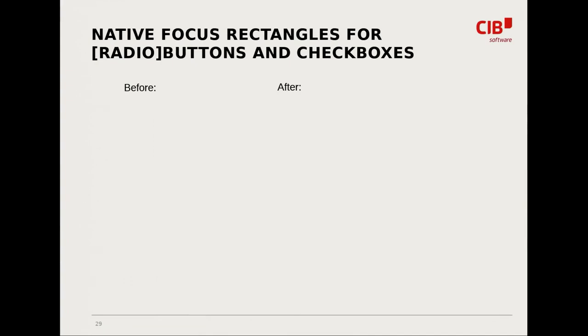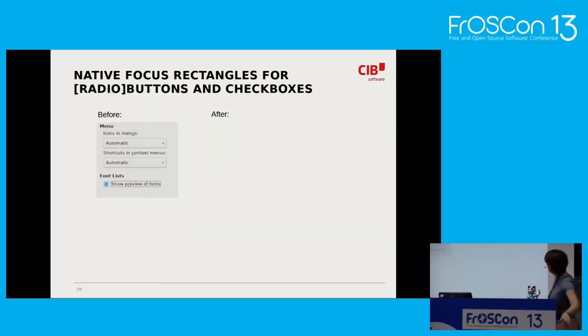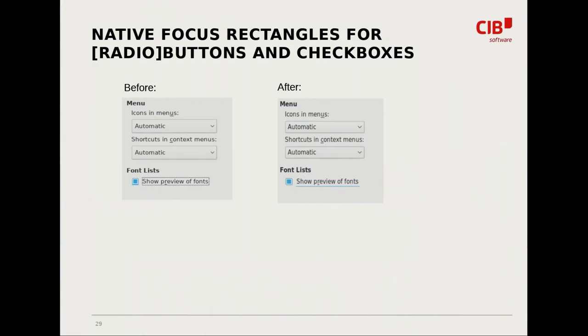So with all of this off the table, some cherries on the top of the cake, some new things we implemented beyond the basic functionality. And one of them is, for example, native focus rectangles for the radio buttons, normal buttons, and checkboxes. So this is how it looked before. Can you see the running ends around the bottommost widget? So this is a non-native focus rectangle that comes from VCL. So we dropped that and replaced it with the beautiful KF native focus, which takes into account the widget theme the user has set.